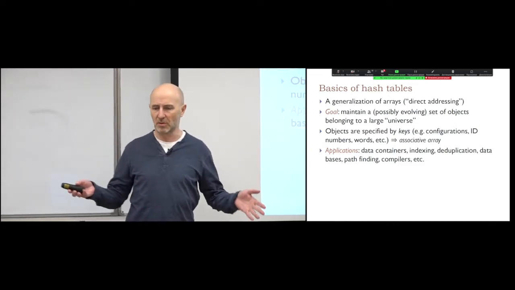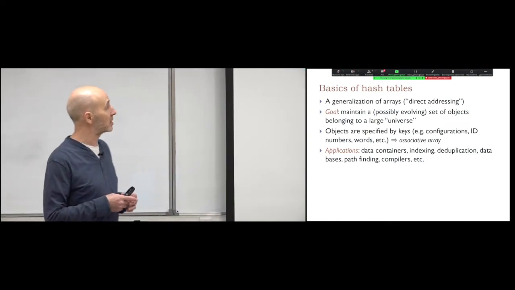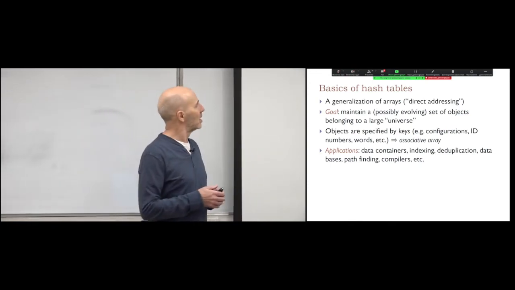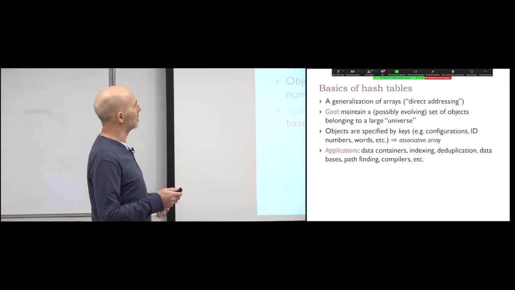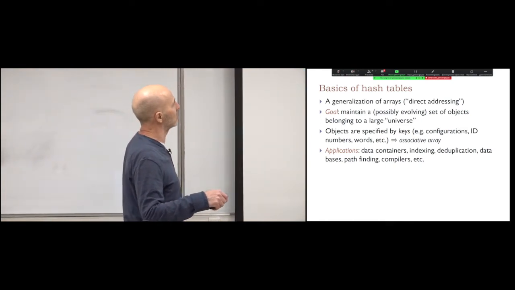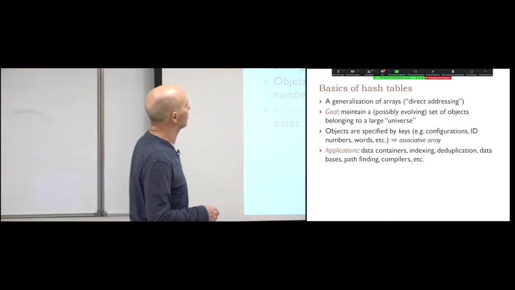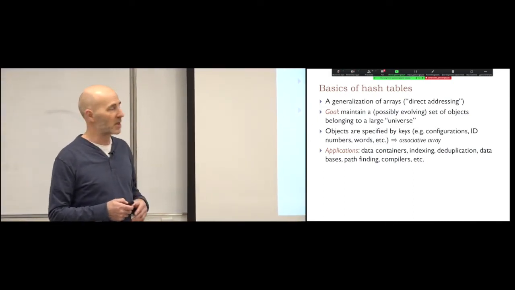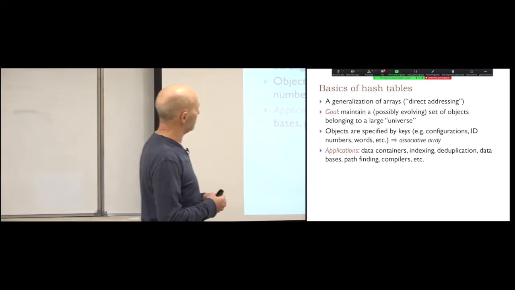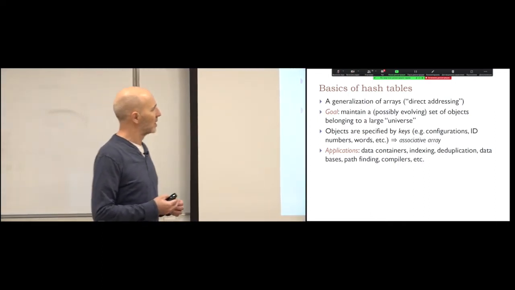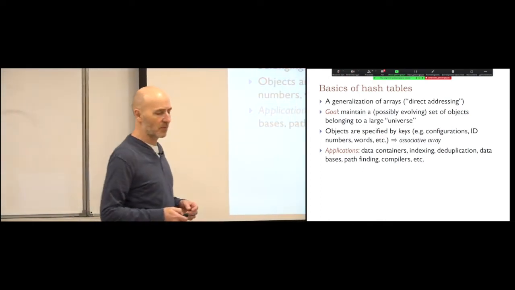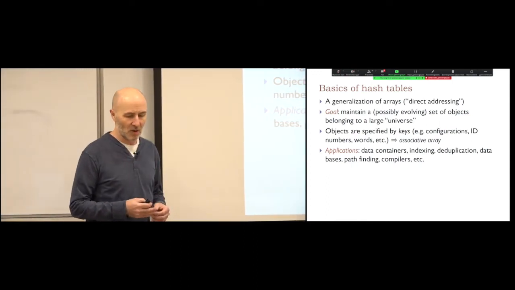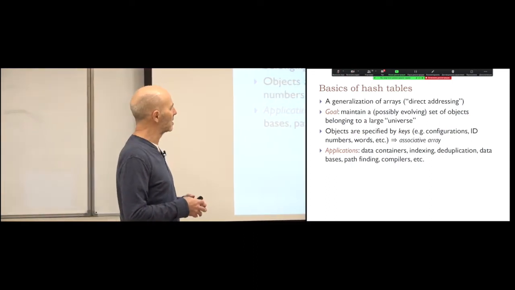So what are hash tables? Everybody knows what hash tables are. Hash tables are a data structure for storing objects. They are sort of containers. What they are capable of doing is maintaining a possibly evolving set of objects that belong to a very large universe. Hash tables support so-called associative arrays.